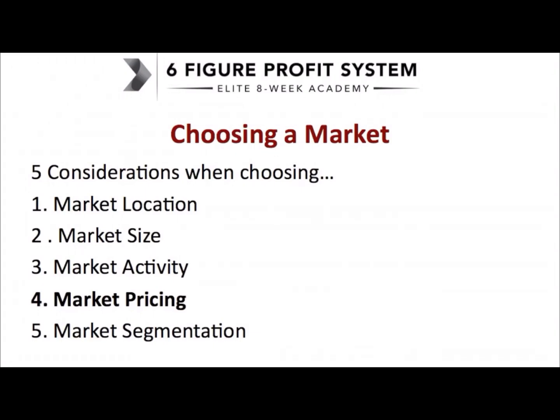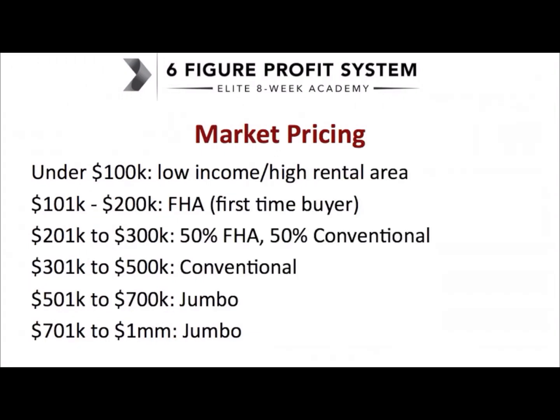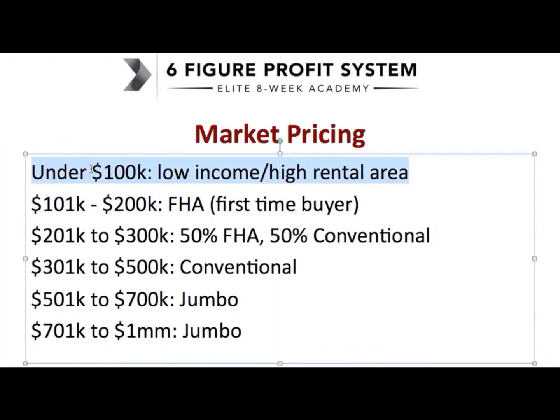Okay. All right. So let's move on now to number 4, which is market pricing. Now this will make a little bit of sense to you once we look at this based on what we just did during our research. So what I like to do is break the market down into different price points. Basically 1, 2, 3, 4, 5, 6 different price points. So we have the under 100,000 price point. I call this your low income high rental areas. Every market that has an under 100 value price point is usually low income, and it's usually a high rental area.